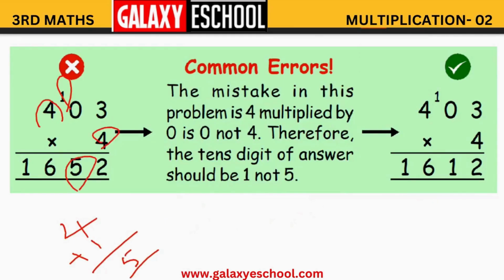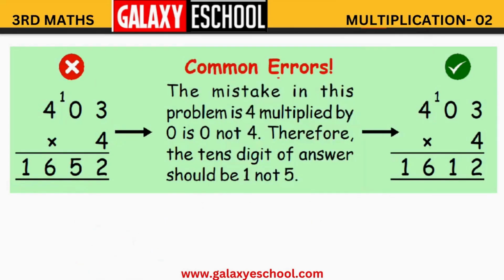And lastly 4 fours are 16. Now this is our wrong multiplication. This is an error we have made. What is an error? It is a mistake that we have made. Now what is the correct way to multiply?